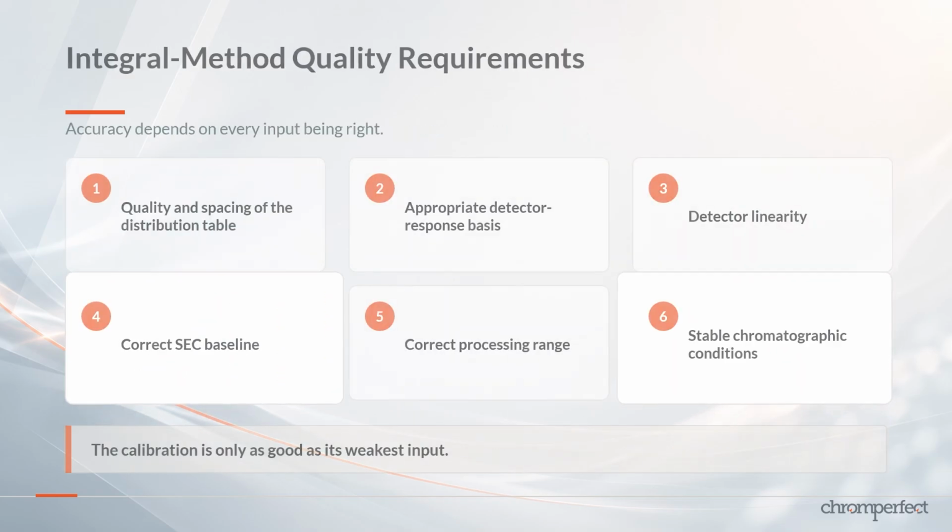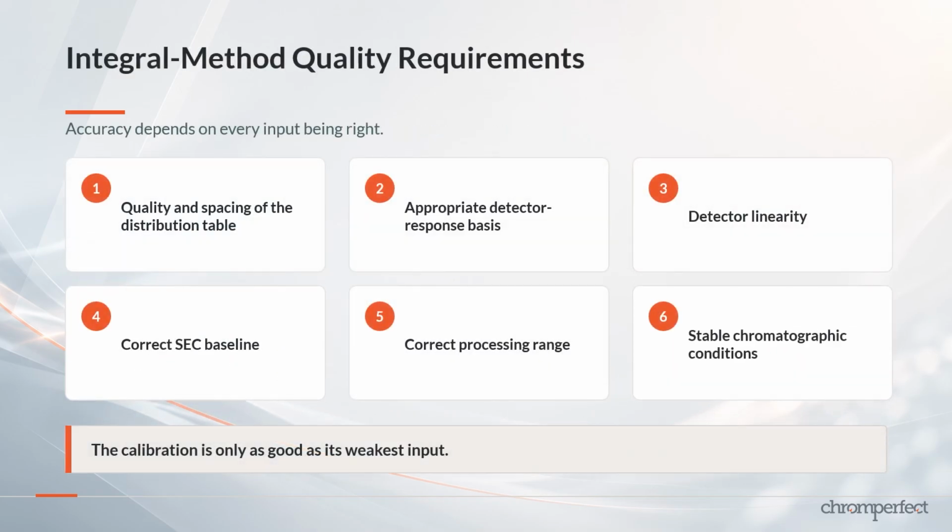The quality of the calibration depends upon the quality and spacing of the cumulative distribution data. A table with several well-distributed entries provides more information than one containing only a few closely spaced points. The detector response must also correspond to the distribution basis used in the table.